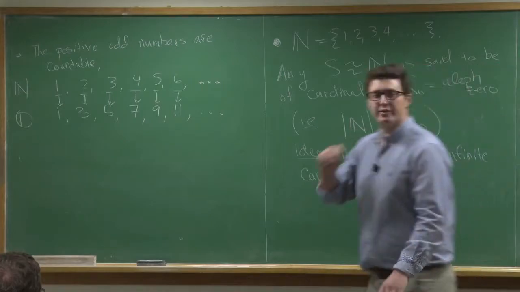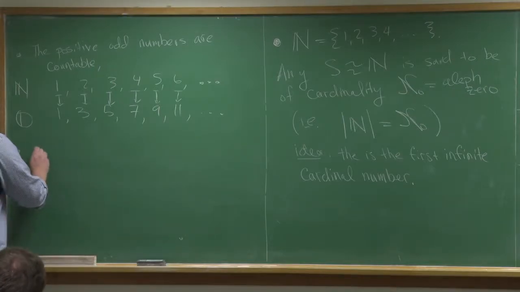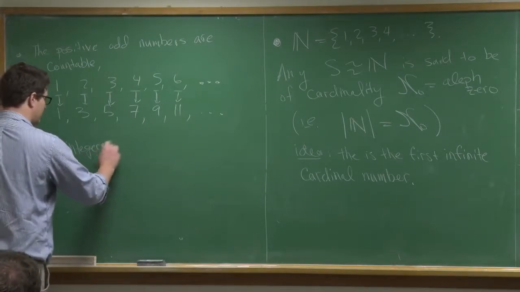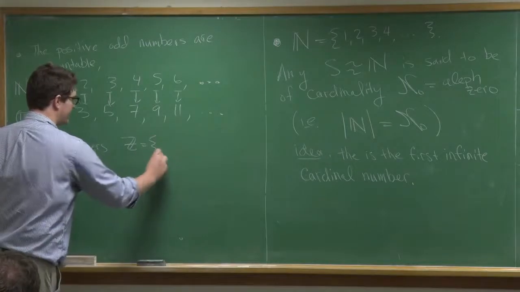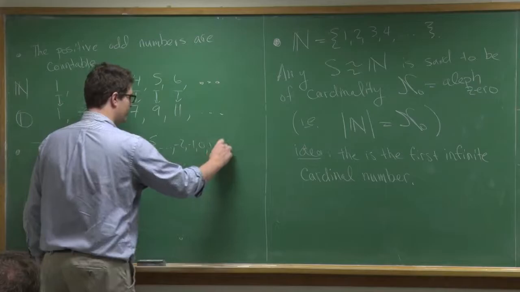Yeah. So let's do another example. The dots are hiding something. Okay, so like the integers. Z, we usually write this as ..., -2, -1, 0, 1, 2.